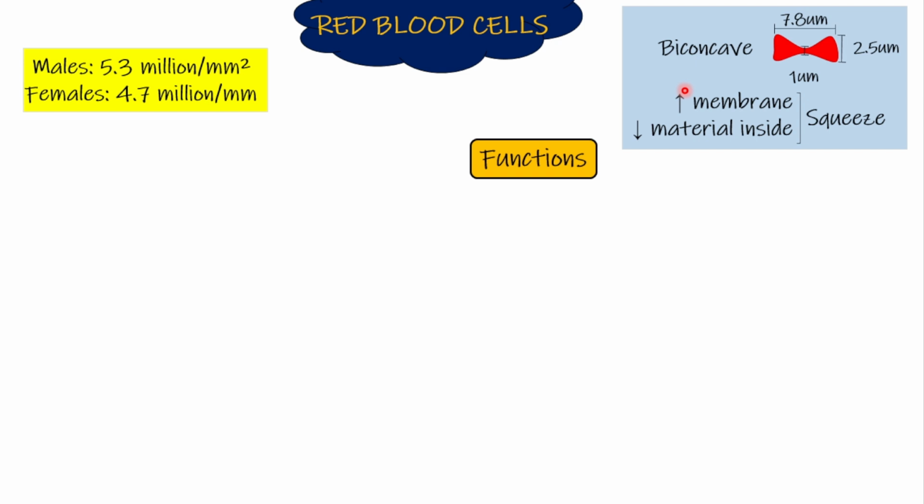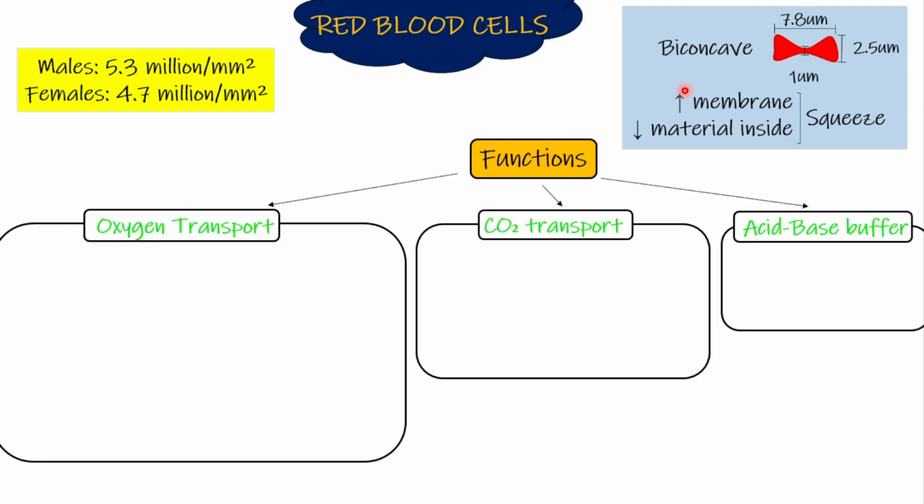So now let's discuss the functions of RBCs. RBC has three broad functions. One is oxygen transport, the other one is carbon dioxide transport, and the third one is acid-base buffering. Let's discuss its most important function, which is oxygen transport. In red blood cells, we have an oxygen-carrying protein known as hemoglobin. Hemoglobin is basically an oxygen-binding protein which is present inside the red blood cells.